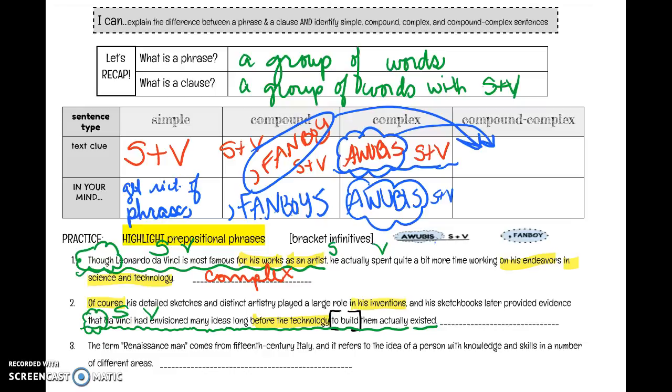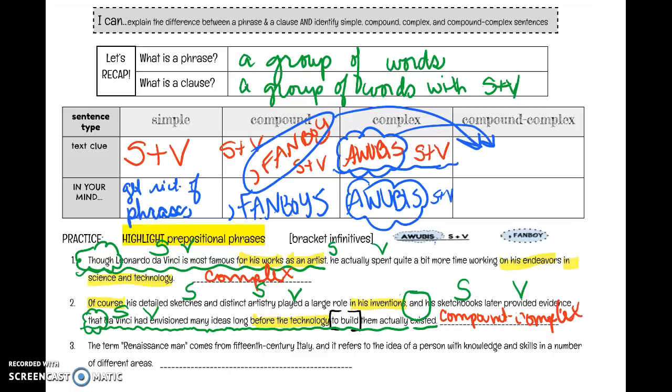Now I go back and see, do I see a comma FANBOY in here? I see a comma here, but it has "his" after it, so that's not a FANBOY. I see a comma and, I know that that's a FANBOY, comma and. Now just because I see that doesn't mean it's compound. I've got to find the subject and verb on both sides. His detailed sketches and artistry. Here's a place where I have two subjects. What did they do? They played. His sketchbooks. What did they do? They provided. So I've got a compound and a complex sentence.